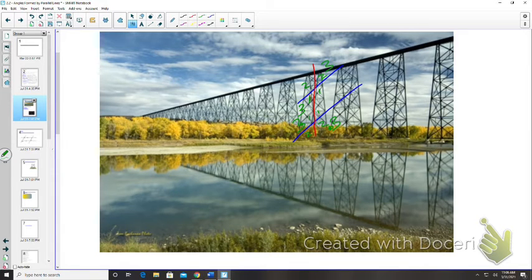Okay, alternate interior angles. I'm just going to use a different color for that, and we'll do red here. So alternate interior would be there and there, right? Both interior angles on opposite sides of the transversal. So here and here would also be alternate interior, right?